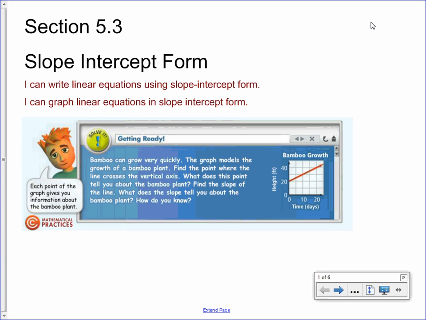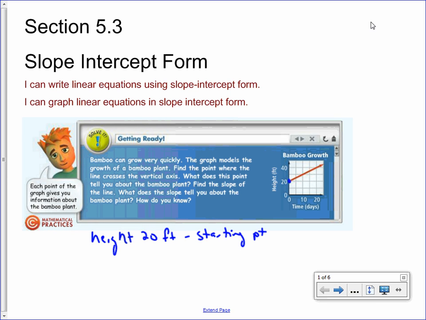So bamboo can grow very quickly. The graph models the growth of a bamboo plant. Find the point where the line crosses the vertical axis. What does the point tell you about the bamboo plant? So if we take a look over here, we can see that that point would be right here, which tells you the height is 20 after 0 days. So our starting point, height of 20 feet, is our starting point.